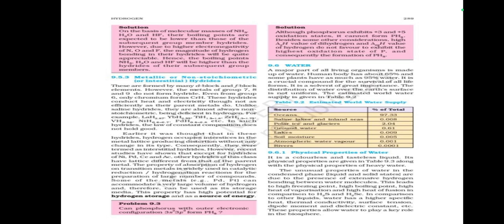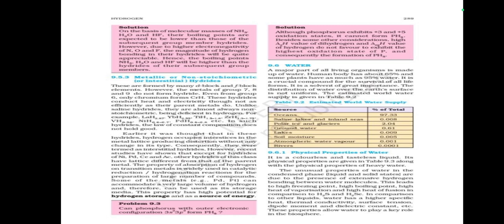The property of absorption of hydrogen on transition metals is widely used in catalytic reduction and hydrogenation reactions for the preparation of a large number of compounds. Some of the metals, Pd, Pt, etc., can accommodate a very large volume of hydrogen and therefore can be used as storage media. This property has high potential for hydrogen storage and as a source of energy.